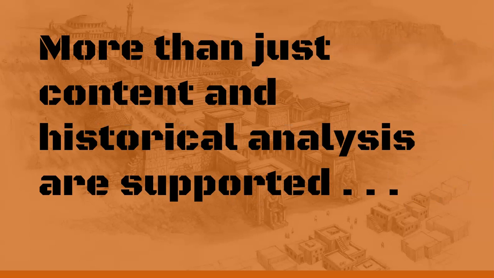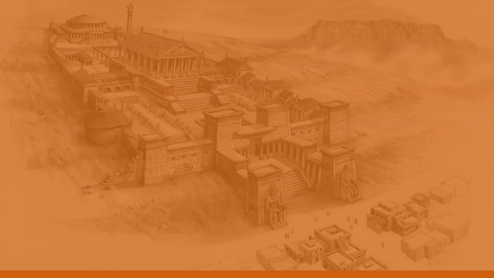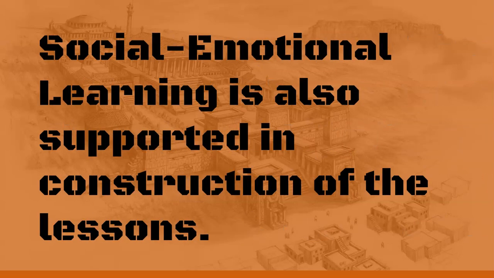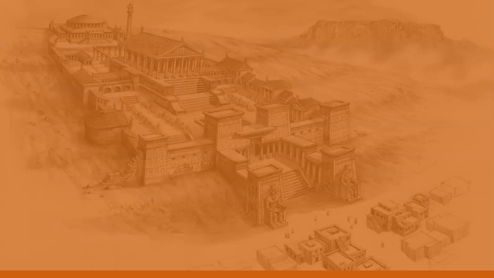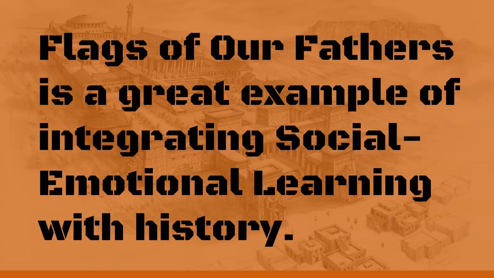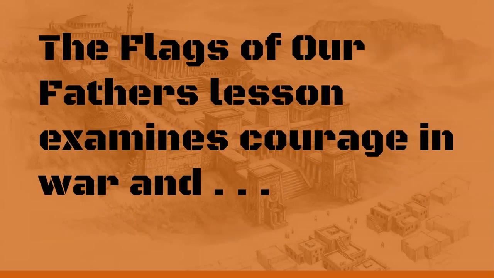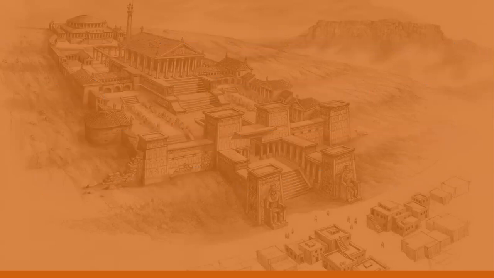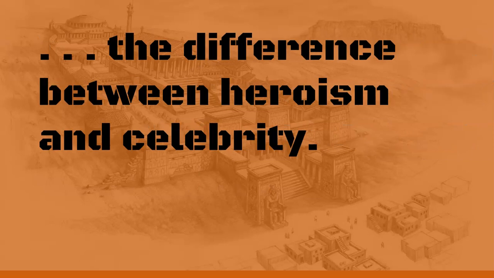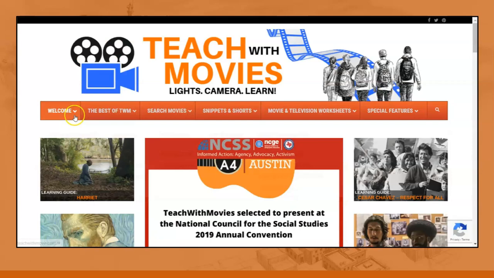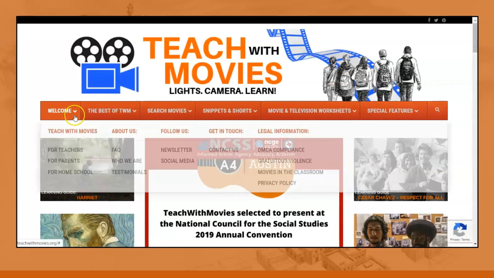More than just content and historical analysis are supported. Social emotional learning is also supported in construction of the lessons. Flags of Our Fathers is a great example of integrating social emotional learning with history. The Flags of Our Fathers lesson examines courage in war and the difference between heroism and celebrity. Let's take a look.